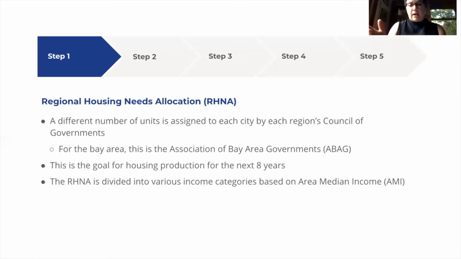And that number is not just what needs to be done this month, but over the next 8 years. A lot of jurisdictions freak out about the number, but it should be able to be done over the period of 8 years of planning.